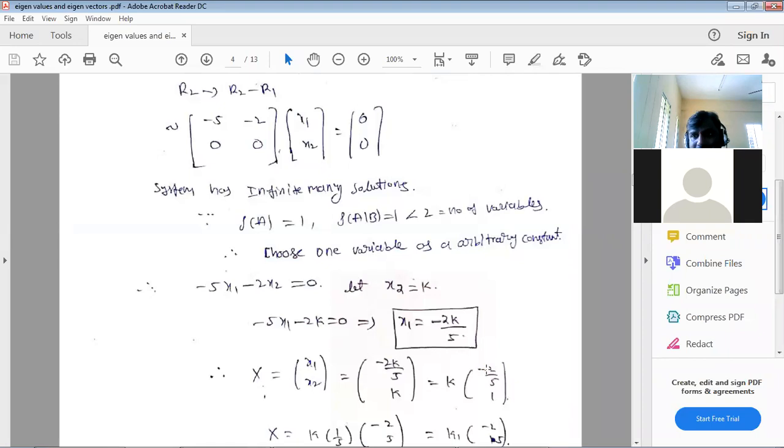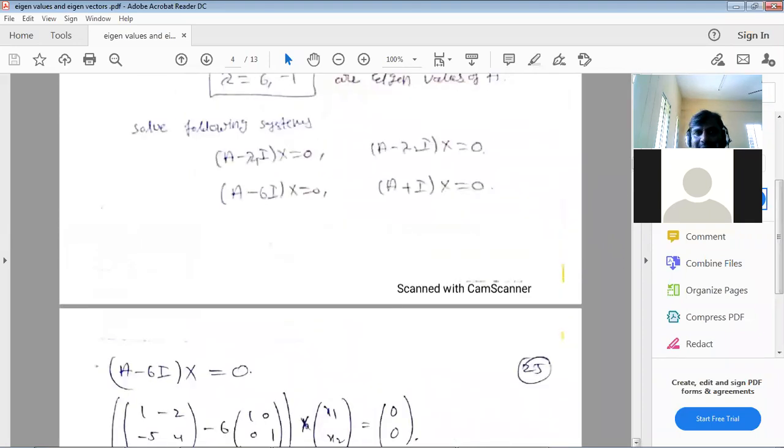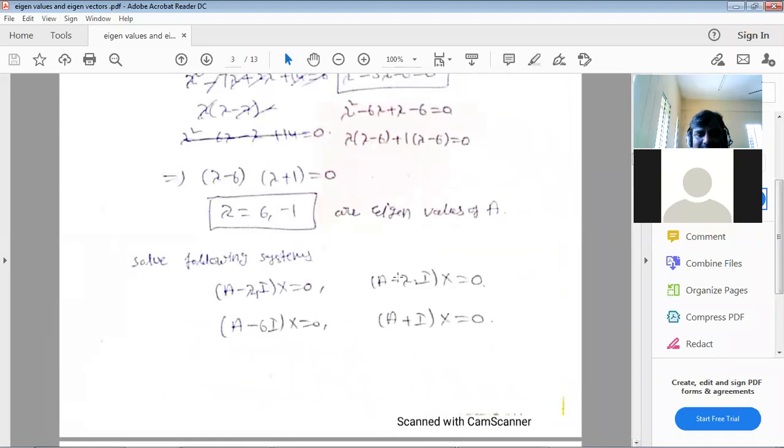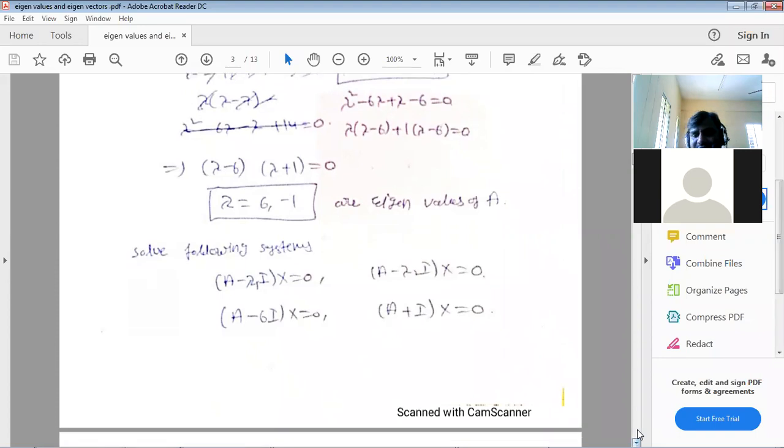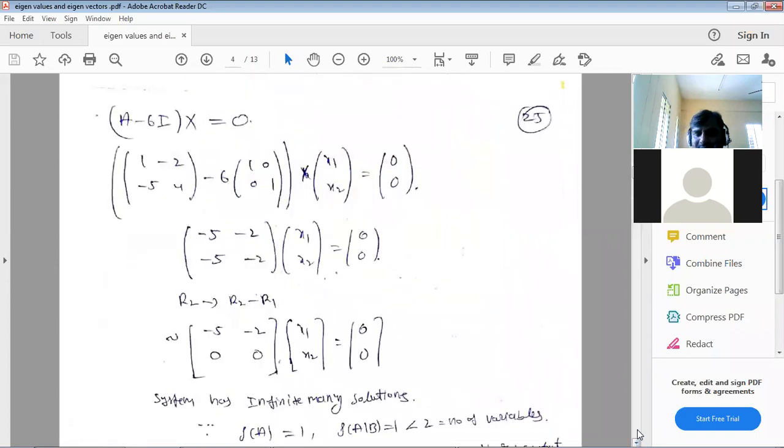Now how to confirm whether this is an eigenvector or not? Go through the first step: Ax is equal to lambda x, that is, Ax is equal to 6 into x. Whichever vectors satisfy this equation are all called eigenvectors corresponding to lambda 6. That is the confirmation to get the answer here.